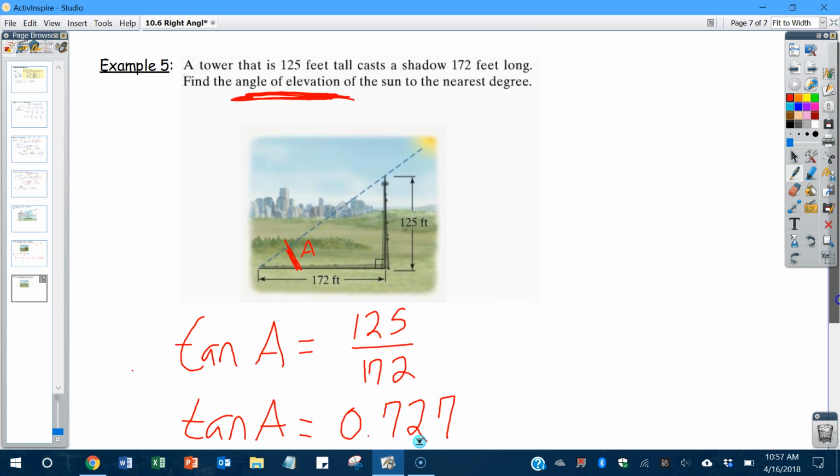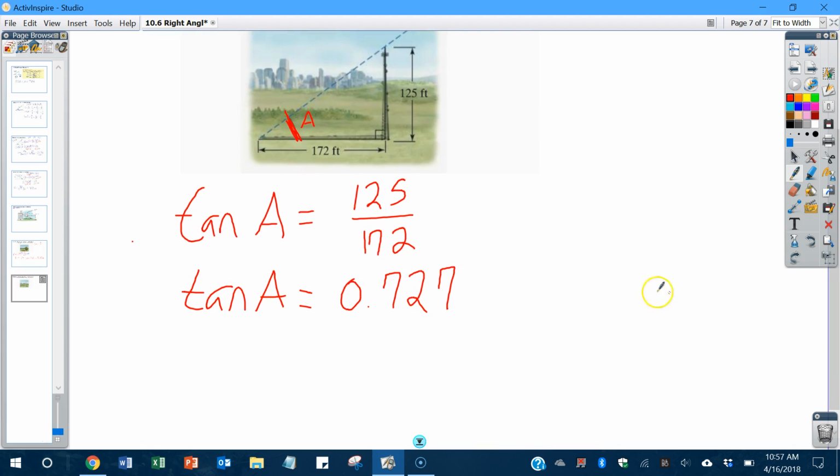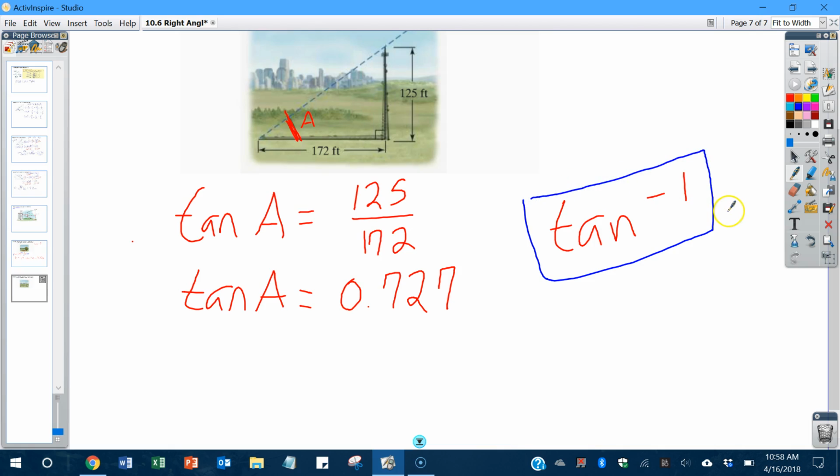Okay, now we're in a little challenging spot because we need the measure of angle A, and we know the tangent of angle A. So we're actually going to use what's called the inverse tangent, which on your calculator looks something like this. If you're using the TI-30 or the TI-84 or 83 or something, if you do second tangent, then you should get this function right here. So hit the second button and then hit tangent. It should be kind of scribbled on your calculator.